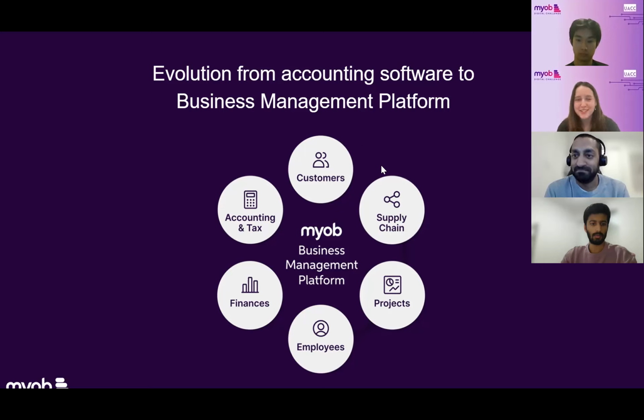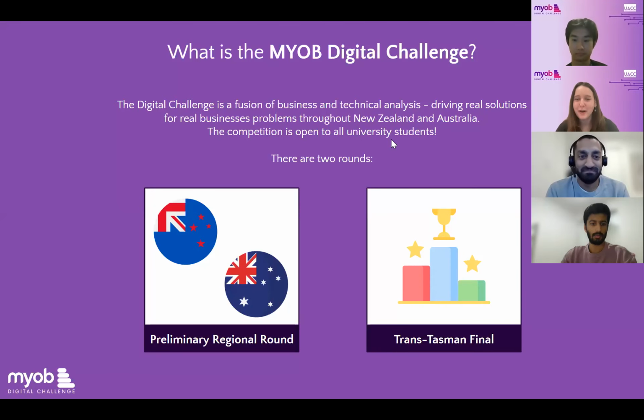Yes, thank you so much, Shailin, for that overview. Now I'll be going into the format of the competition. There will be 2 prelim regional rounds, one for New Zealand and one for Australia. And then the top 3 teams from each region will be going to the Trans-Tasman final.